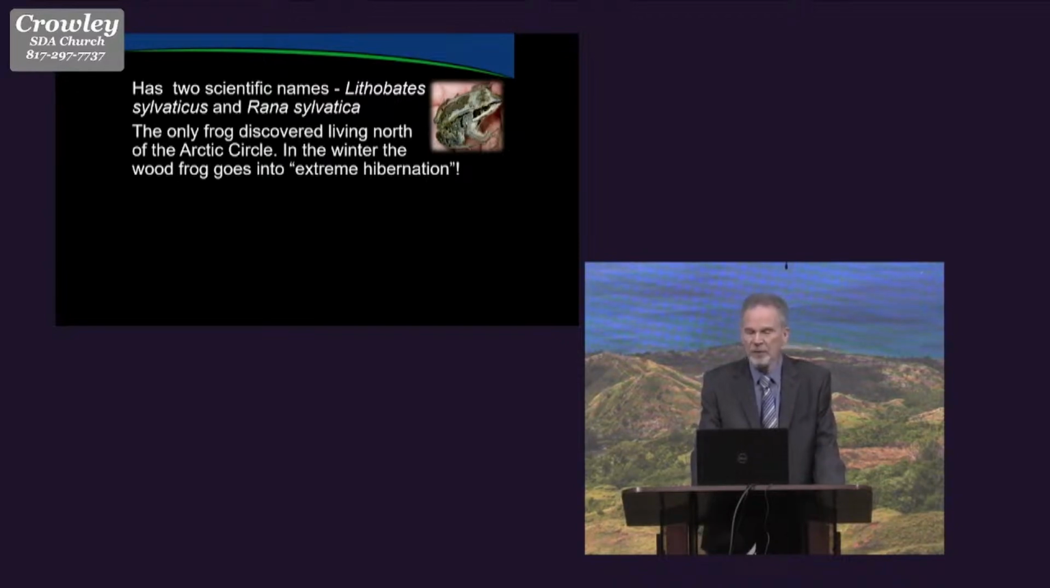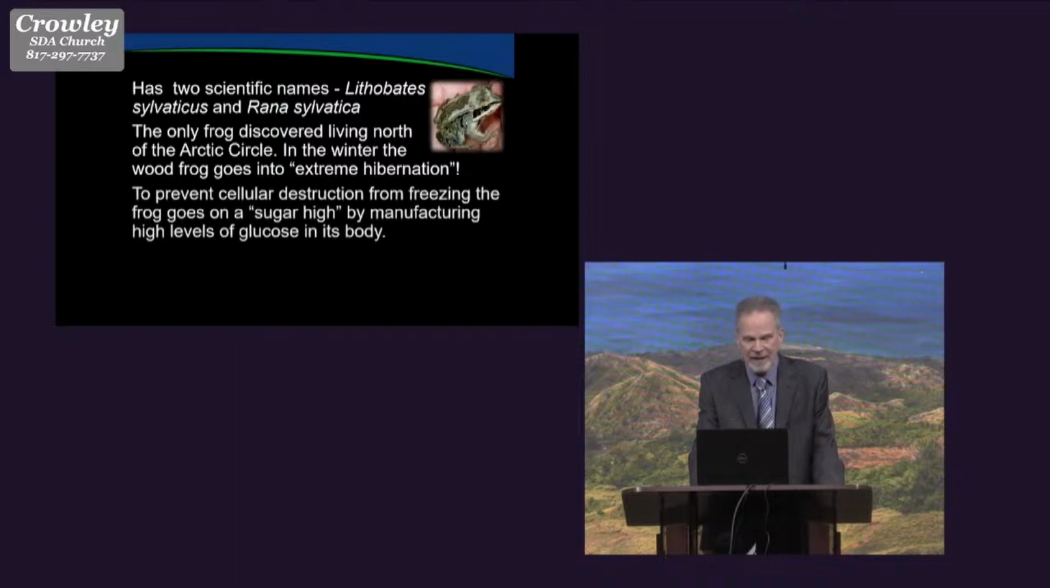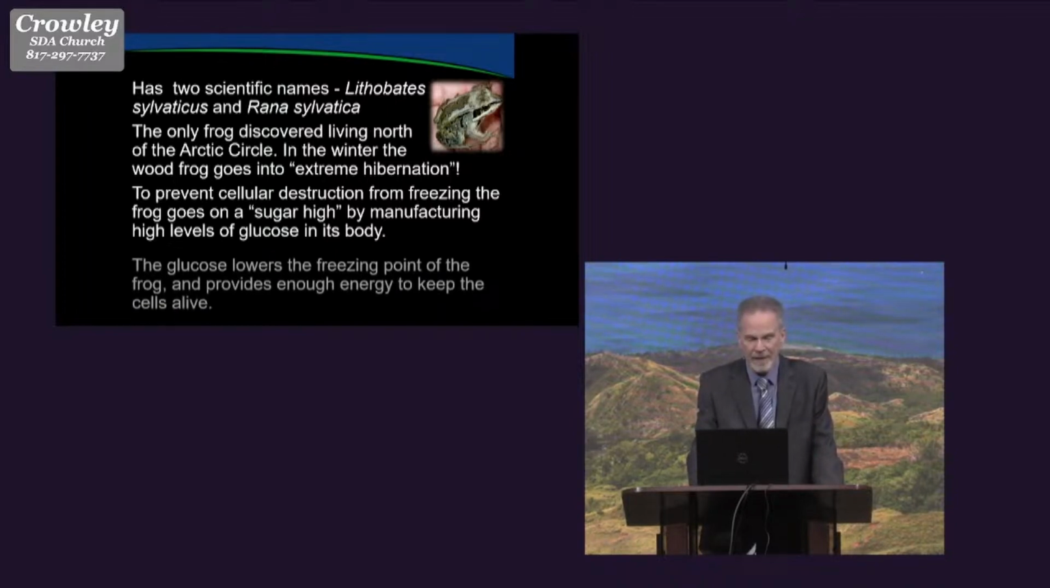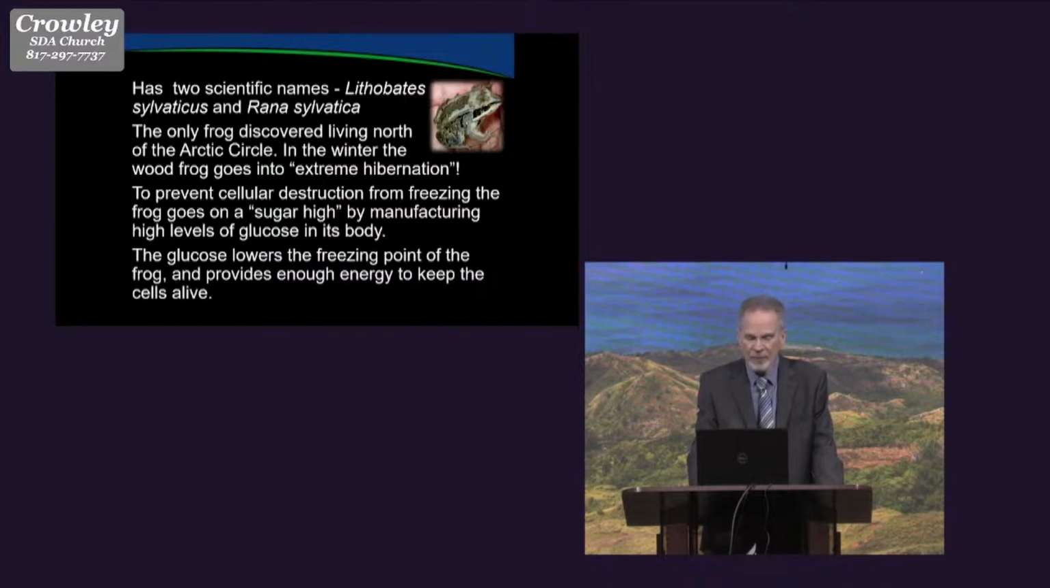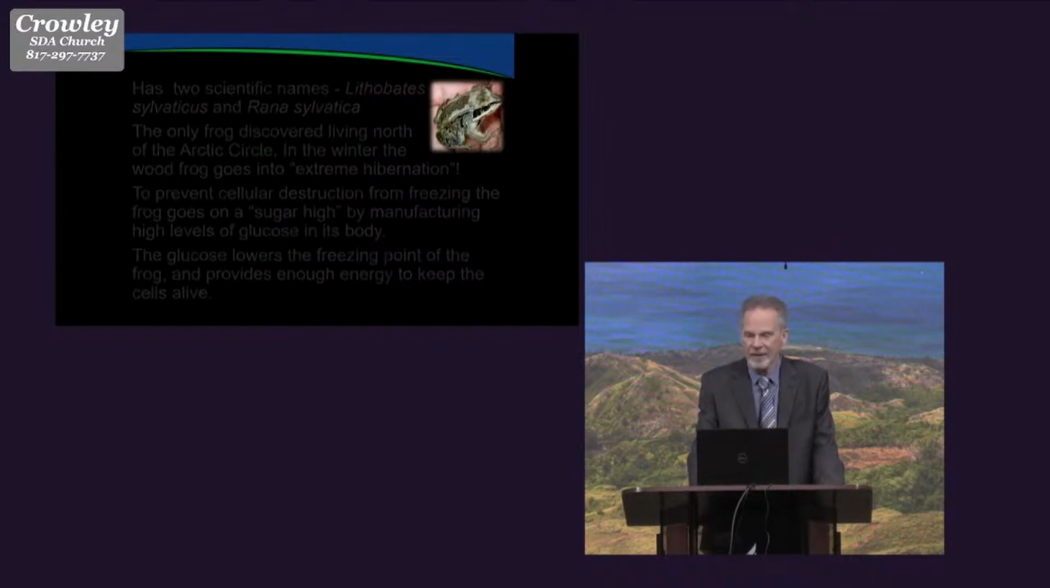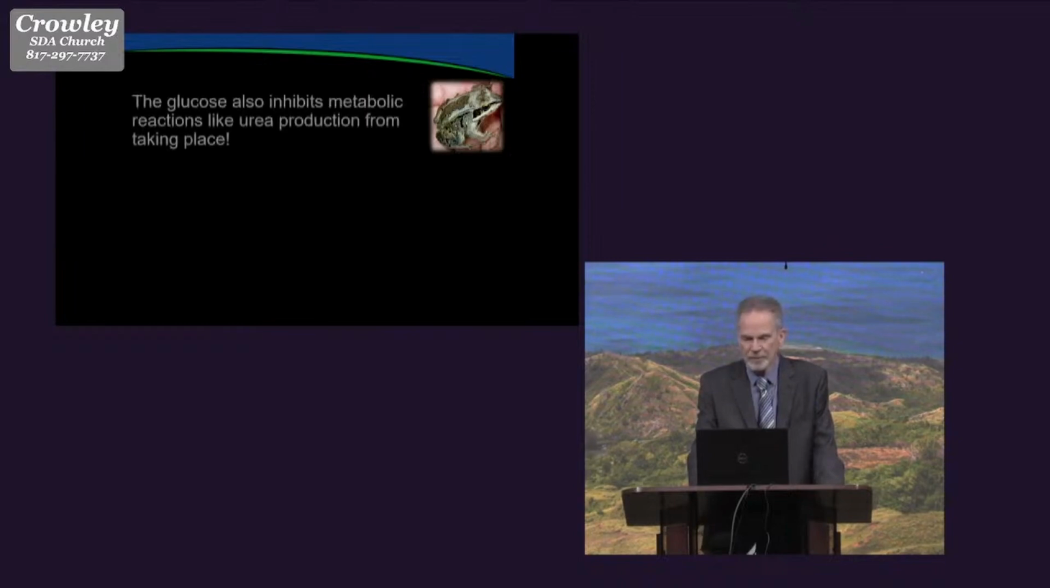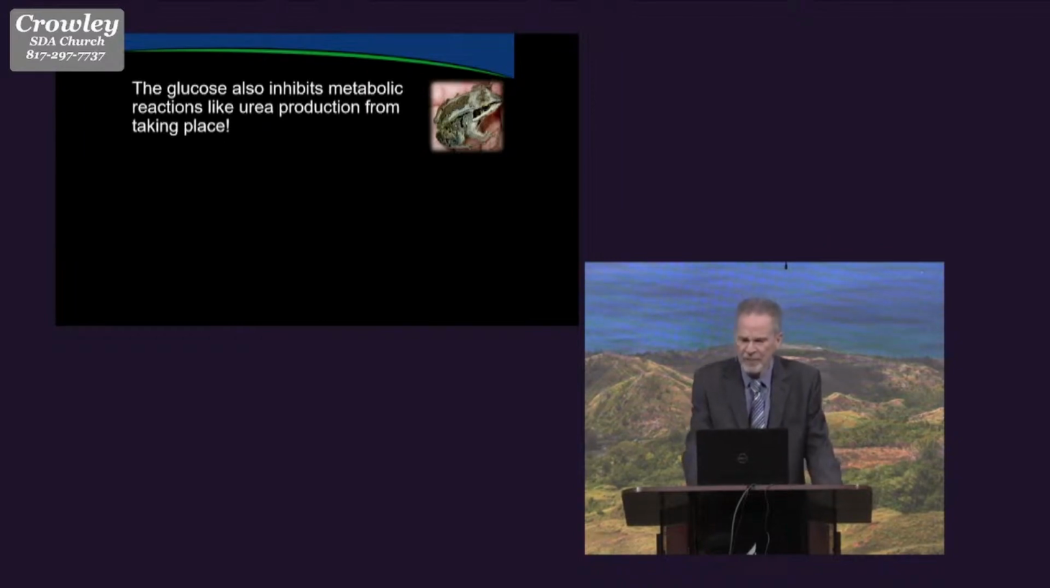In the winter, the wood frog goes into extreme hibernation. What is that? Well, to prevent cellular destruction from freezing, the frog goes on a sugar high by manufacturing high levels of glucose in its body. The glucose lowers the freezing point of the frog and provides enough energy to keep the cells alive in sub-freezing temperatures. The glucose also inhibits metabolic reactions like urea production from taking place, so it's not building up a bunch of waste products and toxins in its body while it's hibernating.